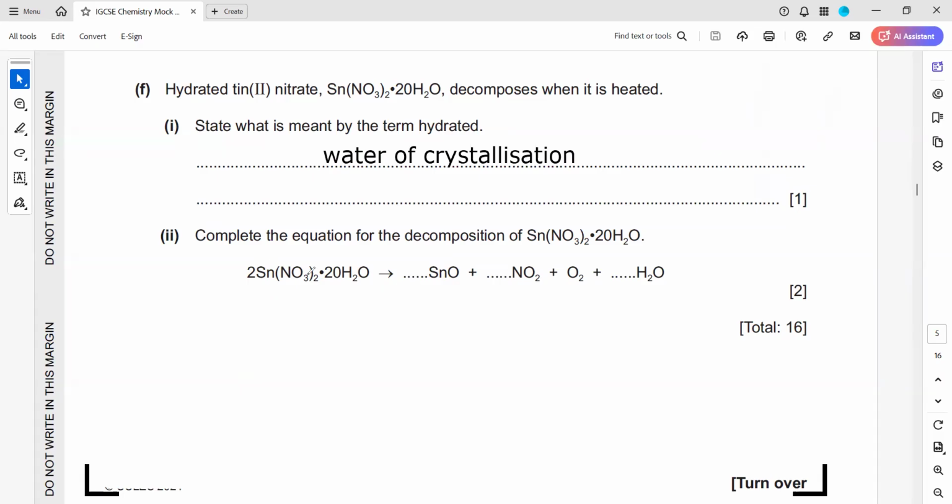You have to balance here. Look. No, you have to balance. For example, how many H2O are there? One molecule of the acid contains 20 water molecules. So if two molecules are there, how many water molecules should be there?